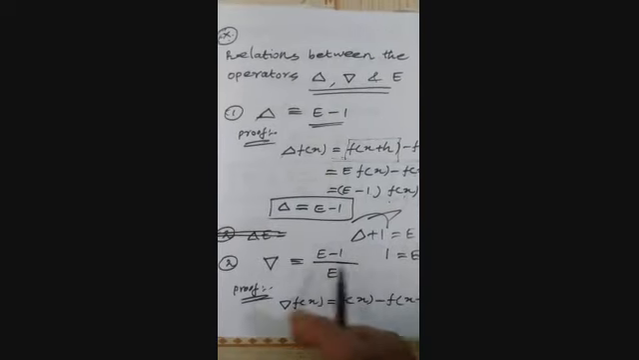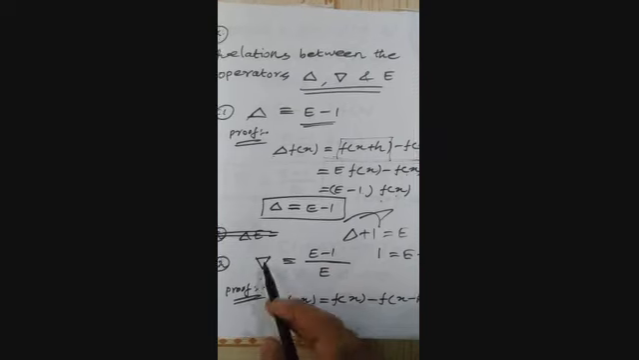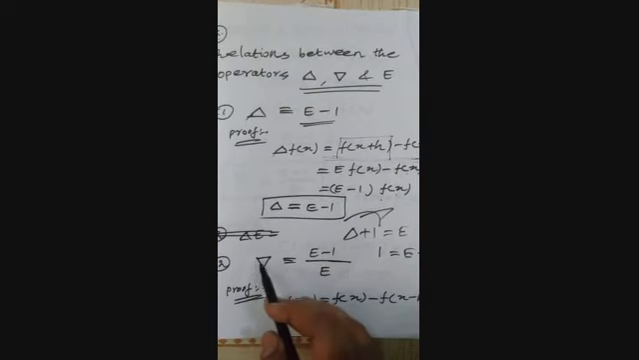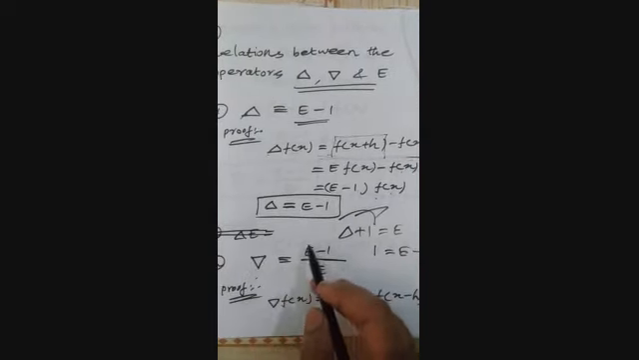Next, second one, so del, that is Nabla symbol, which is equal to E minus 1 by E.